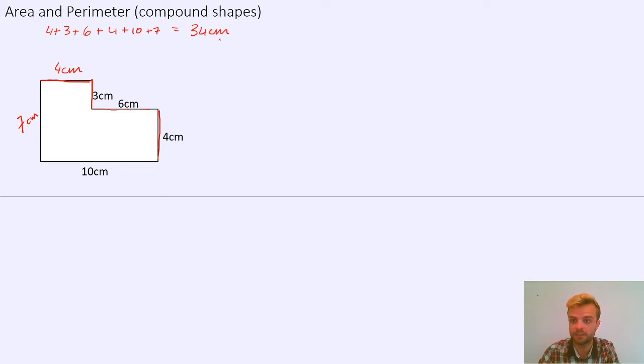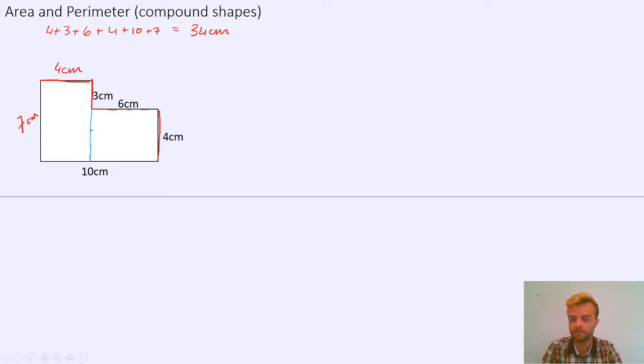Now for the area, we know how to find the area of rectangles, but unfortunately we have something more complicated than a rectangle here. We've got this compound shape where we can split it into rectangles by dividing the shape. So there are a couple different ways we could split it, but the first way that I see is by drawing a line down here. Now we've done that, we have a rectangle on the left and a rectangle on the right, and those we can deal with.